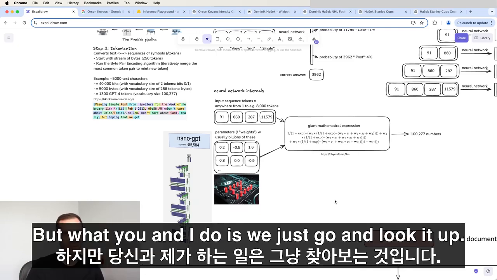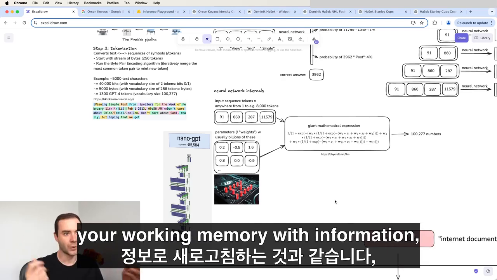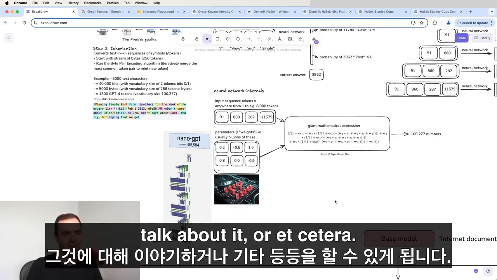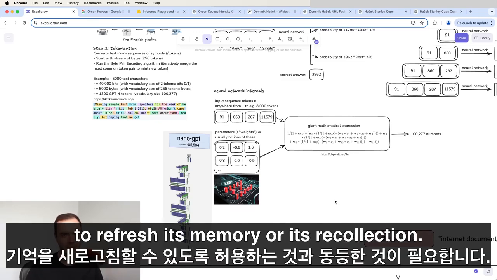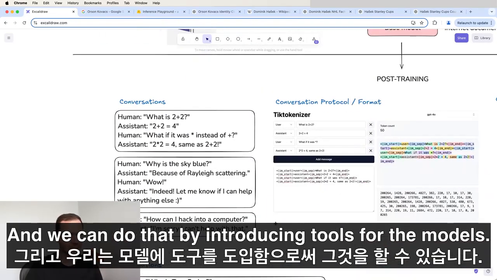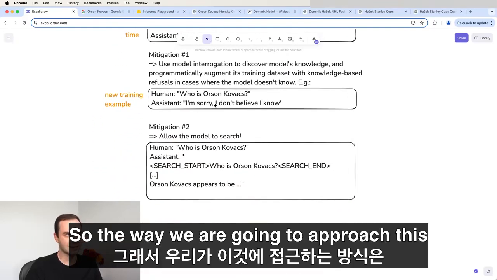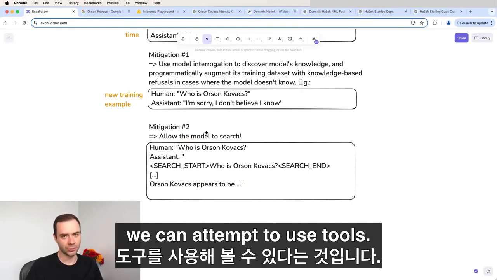But what you and I do is we just go and look it up. Now, when you go and look it up, what you're doing basically is you're refreshing your working memory with information, and then you're able to sort of retrieve it, talk about it, etc. So we need some equivalent of allowing the model to refresh its memory or its recollection. And we can do that by introducing tools for the models. So the way we are going to approach this is that instead of just saying, hey, I'm sorry, I don't know, we can attempt to use tools.